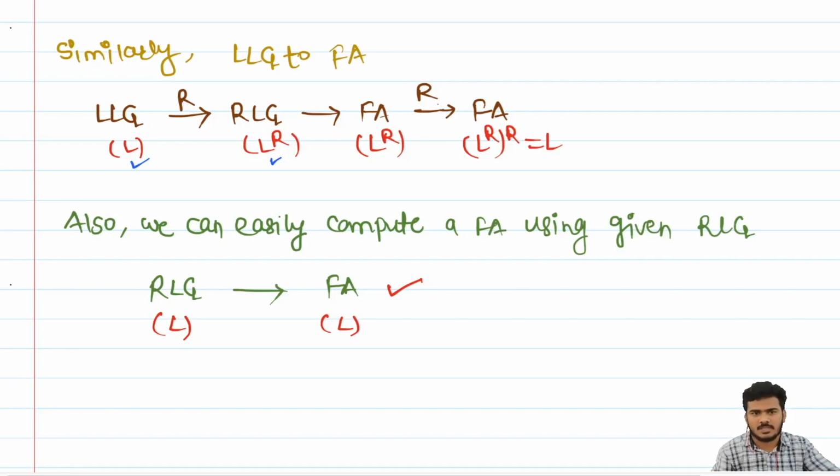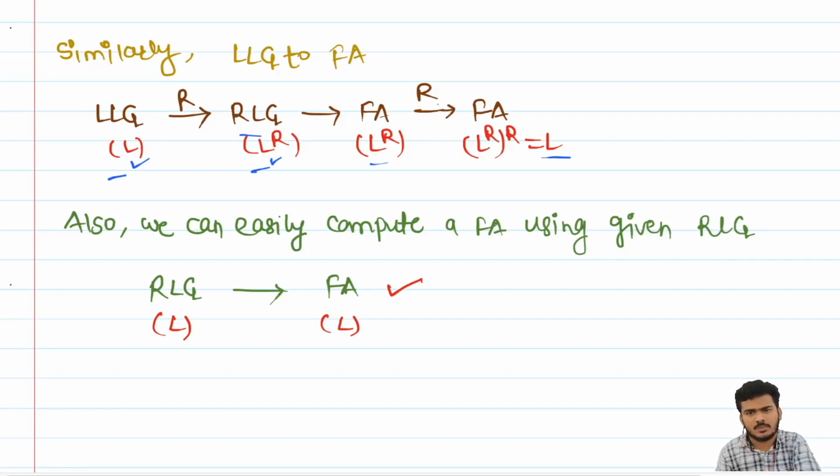Suppose the left linear grammar accepts strings that start with 0, so the right linear grammar now accepts strings that end with 0. After that, we design a finite automata for that particular right linear grammar, which will also accept the reverse language. Finally, we reverse that finite automata, and we get the reverse of the reverse, that is, language L. So we have to follow these steps.